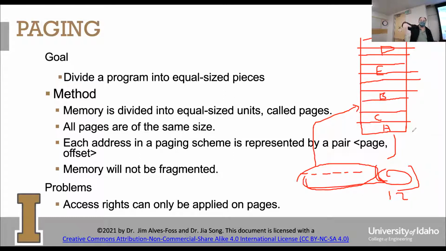And each page has different permissions on it. Usually we glob them together and say, this is all your code pages. This is readable and executable, but not writable. Here's your read-only data. It's readable, but not writable or executable. Here's your read-write data. It's readable and writable, but not executable. Here's something that's everything. Those are dangerous, but we have them.